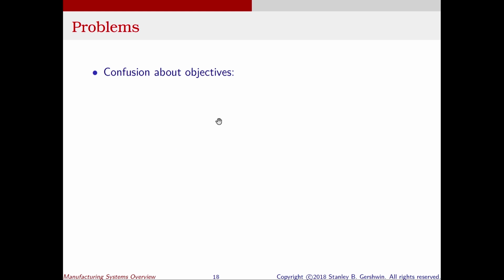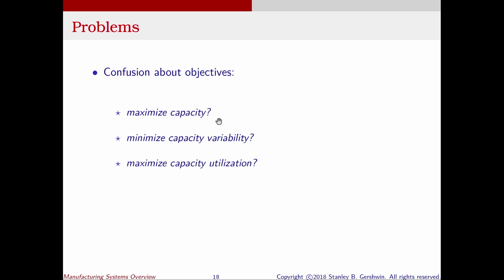Another problem for practitioners is that there's often a confusion about objectives. Should they try to maximize capacity, or minimize capacity variability, or maximize capacity utilization? Should they minimize lead time, or minimize lead time variability, or maximize profit? And there are lots of others that people think about.